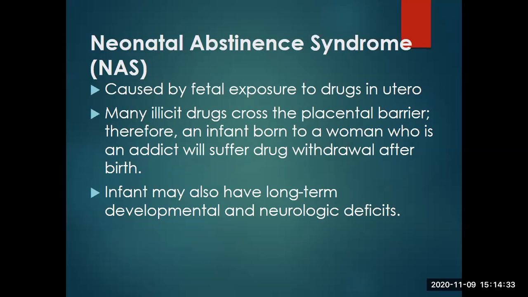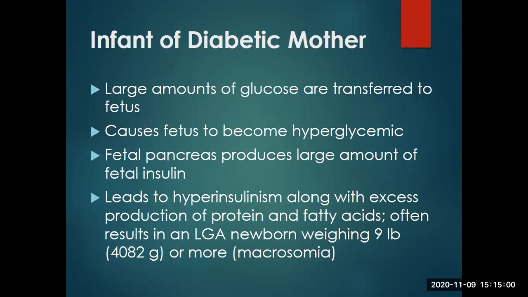Neonatal abstinence syndrome is caused by fetal exposure to illicit drugs in utero. Illicit drugs can cross the placental barrier, and the newborn is susceptible to that. And they can go through drug withdrawal after birth. So the infant may also have long-term developmental and neurological defects.